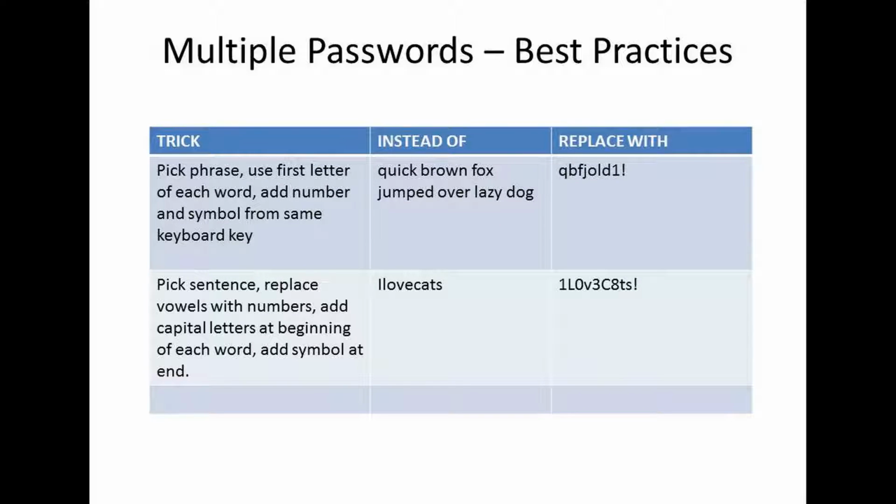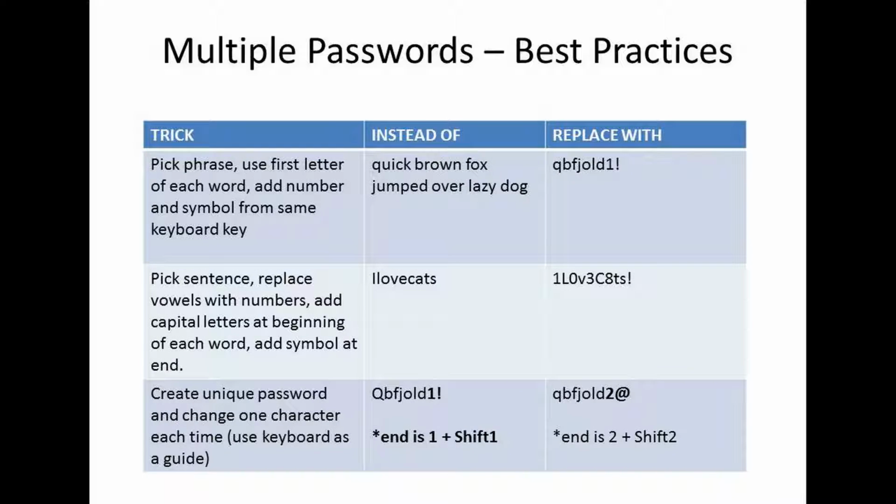Option number 2. Pick a sentence. Replace the vowels with numbers. Add capital letters at the beginning of each word, and add a symbol at the end. Option number 3. Create a unique password and change one number and symbol each time you update it. You can use the keyboard numbers, such as 1 and Shift 1, as a guide.